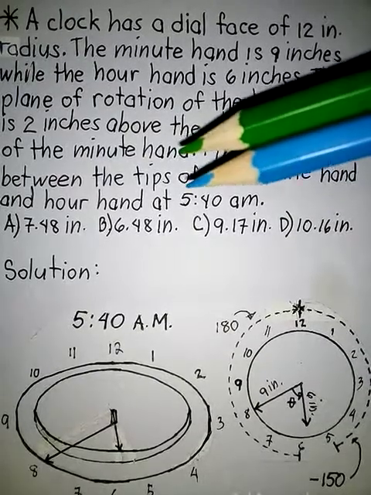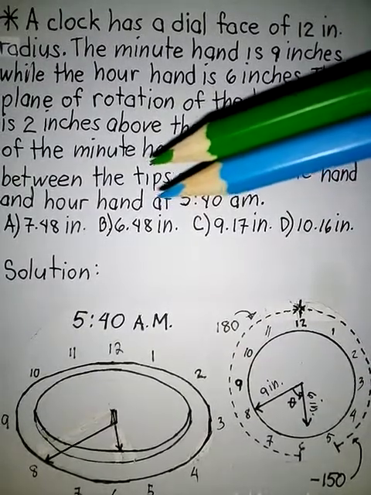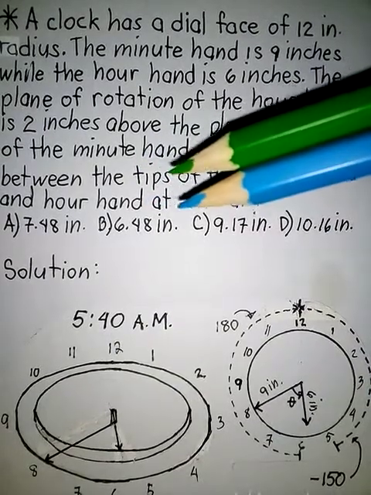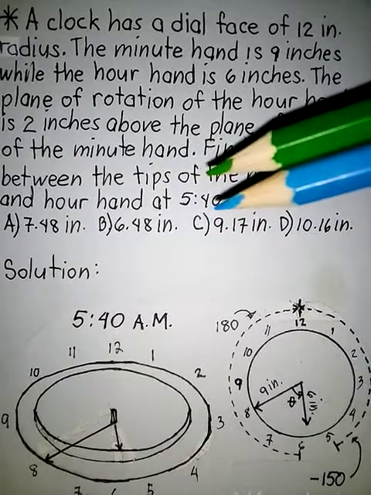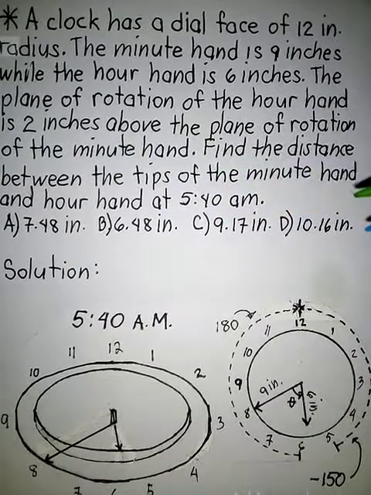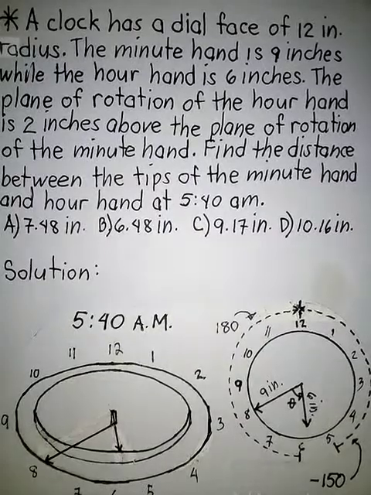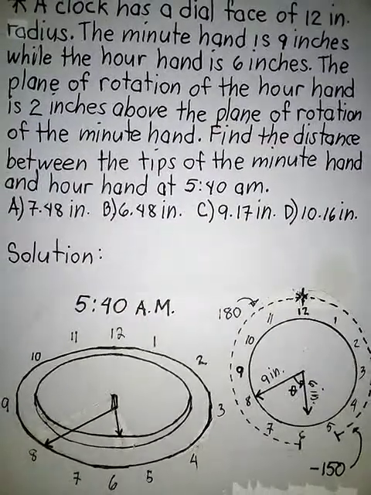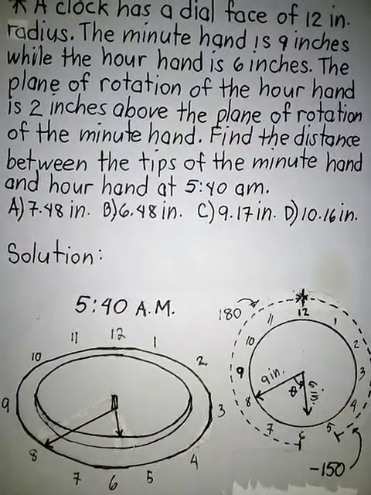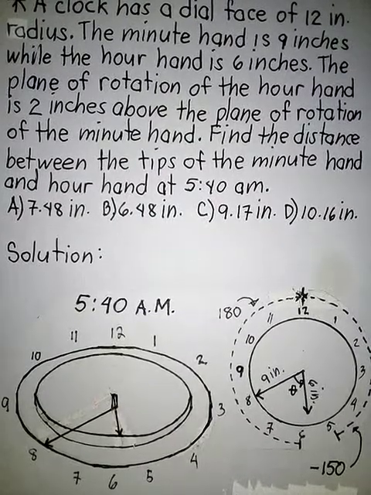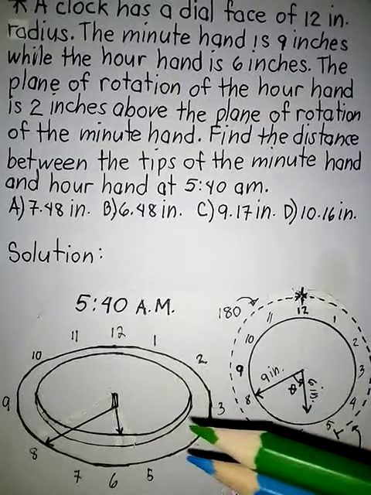So we have here the choices: A, 7.48 inches, B, 6.48 inches, C, 9.17 inches, and D, 10.16 inches. Okay. So we have here the clock at 5:40 a.m.